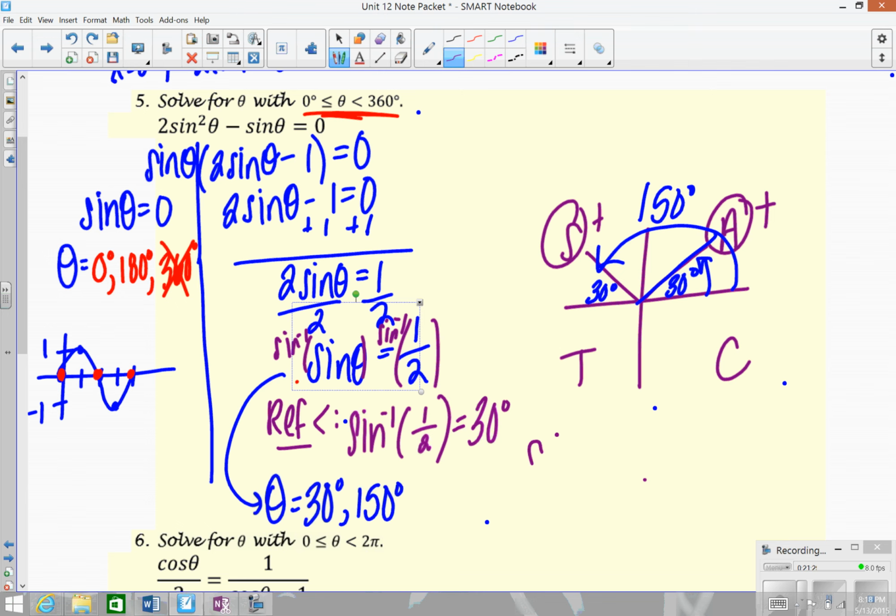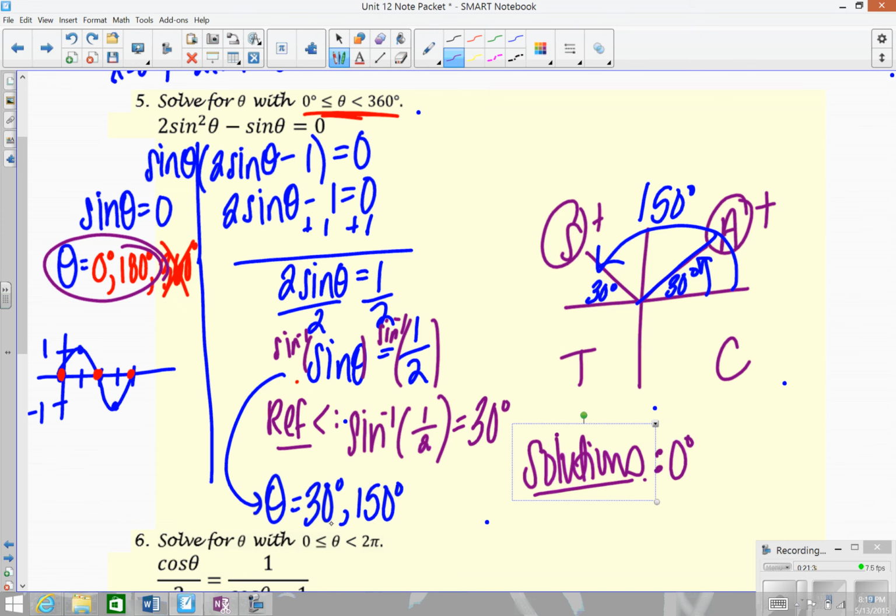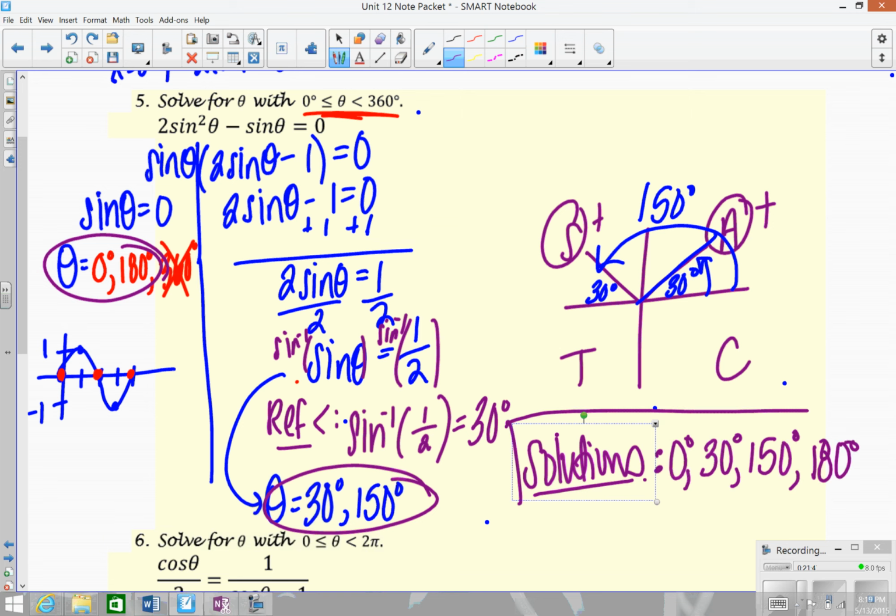we have 0, 30, 150, and 180. So I just put them in order. So those are the solutions to this problem. All 4 of those work in this equation.